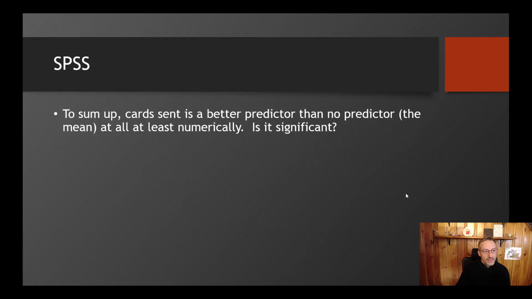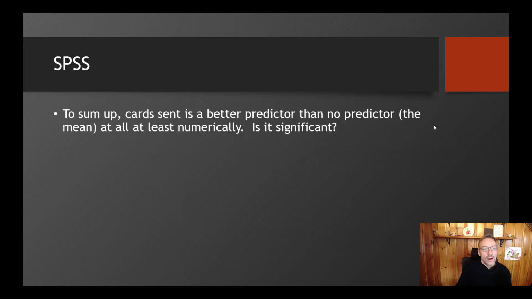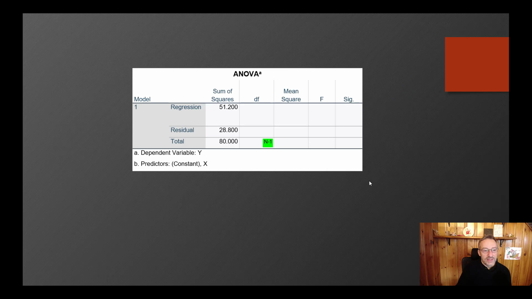So to sum up, cards sent is a better predictor than no predictor at all, at least numerically. Is it significant? No. Unfortunately not. It is a 0.104. But again, this is going to be related to our sample size. If we had a bigger sample size, if we just double up the sample size to 10, we do get a significant finding. On the rest of this ANOVA table, we'll go through it here just to give you an idea of how this works.